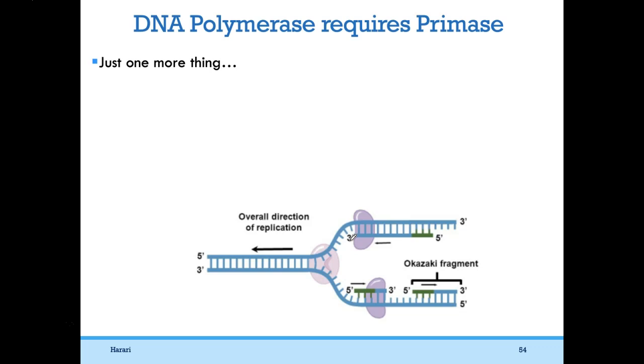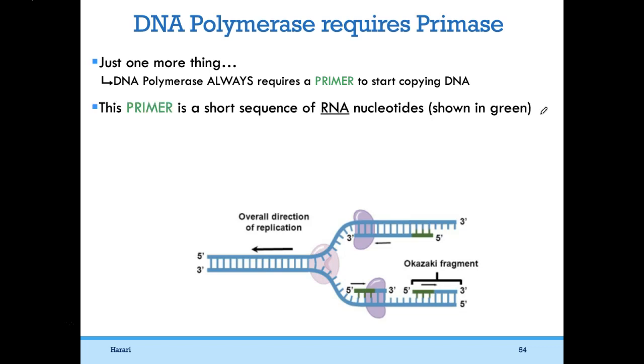And just one more thing I didn't mention. DNA polymerase can't just start copying DNA on its own. It requires a little primer to start. And the primer, it's like a little kickstart. It tells DNA polymerase where to start replicating. The primer is actually made of RNA instead of DNA. And that's shown in green here.